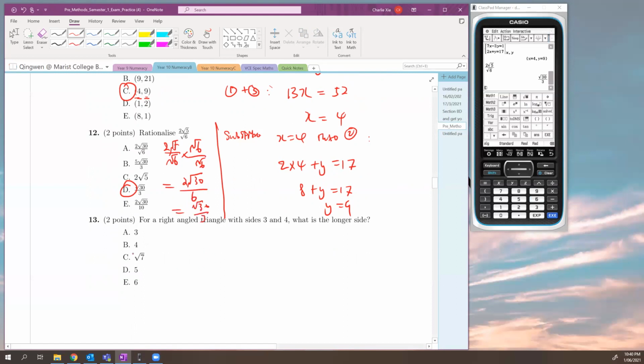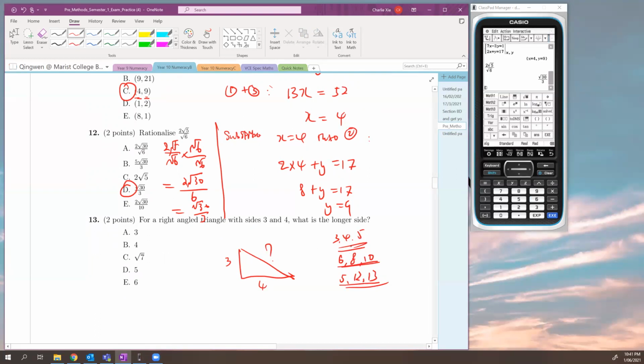Okay. Question 13: for a right angle triangle with sides 3 and 4, what is the longer side? All right, we could draw a diagram for 3, 4, and we're looking for that one. You might be very familiar with this pair actually. 3, 4, 5 is a really familiar, really famous pair, as well as 6, 8, 10 and 5, 12, 13. Those are very commonly used right angle triangle lengths.